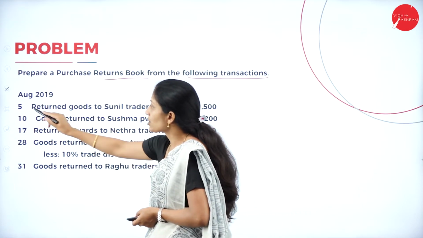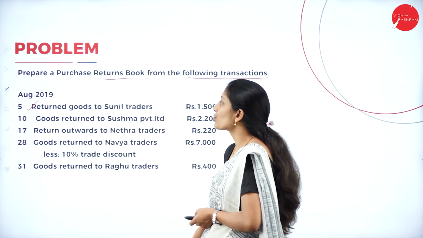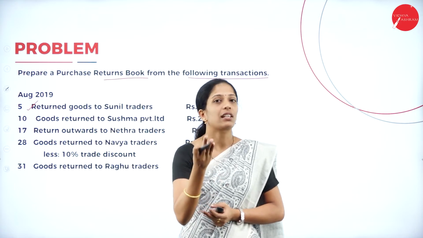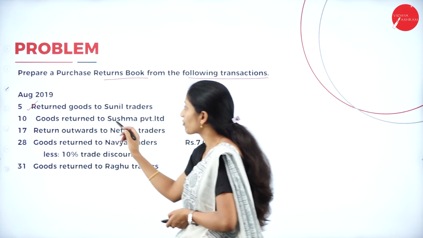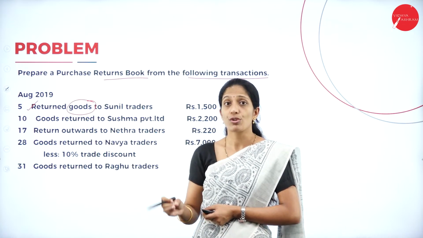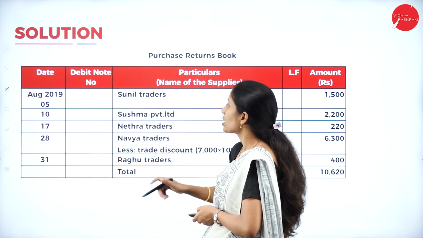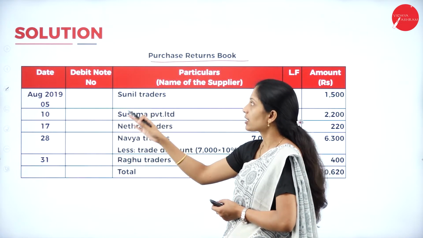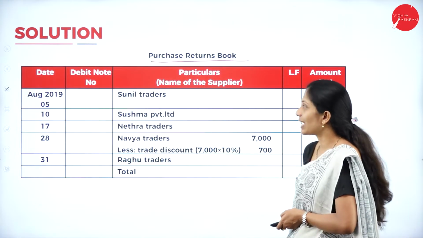Now August 5th, 2019, return goods to Sunil Traders. In the sense we had already purchased from Sunil, now we are returning it back to Sunil Traders. Now how do you write this transaction? Of course they have mentioned goods here. So it is a credit purchase of goods which has been returned. So how do you write? So first draw the format: purchase returns book, date, debit note number, name of the supplier, ledger folio as well as amount.